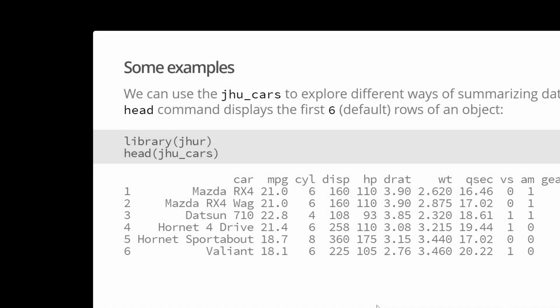And so we can use the JHU cars data set that we've packaged up in the JHUR package to explore different ways of summarizing data. Again, just as a reminder, the head command displays the first 6 rows of an object by default, and so we show that a lot. If we read in this data set by loading the package, you'll see that this is just that mtcars data set where we moved the row names to the car column name. We've used this in the previous lab.